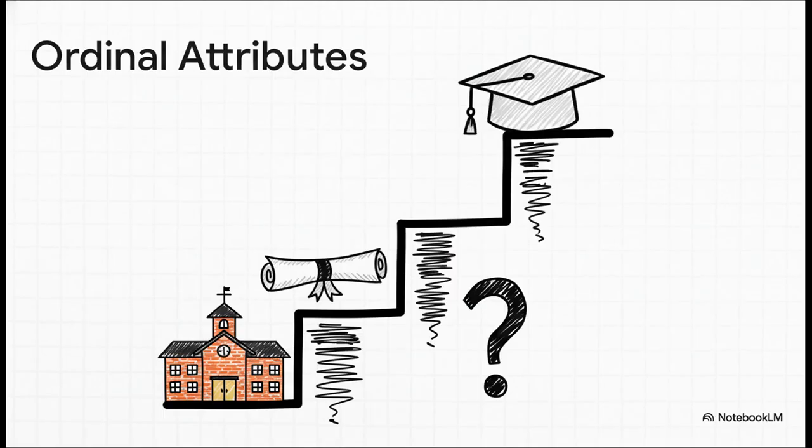And next up, we've got ordinal data. Now with this one, the order definitely matters. We all know a PhD is a higher level of education than a bachelor's degree, but what's the exact distance between them? You can't really measure that. It's a rank, not a precise measurement.